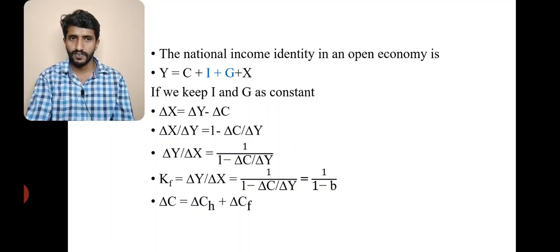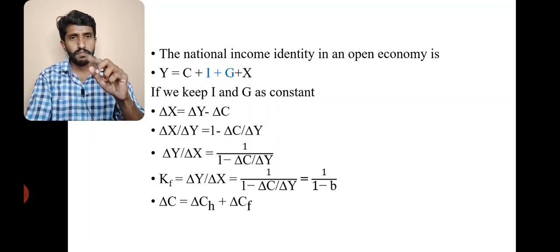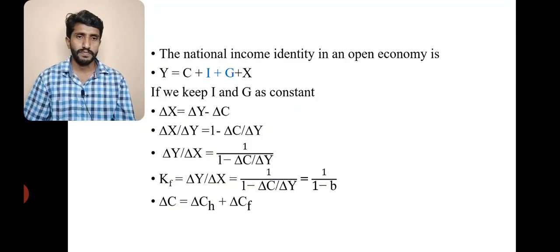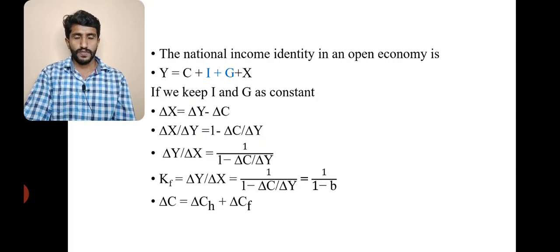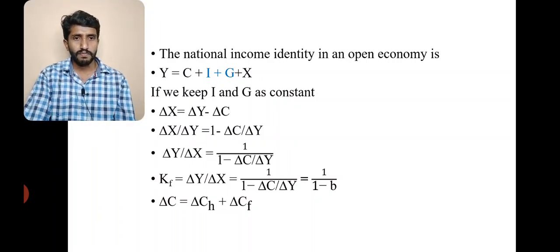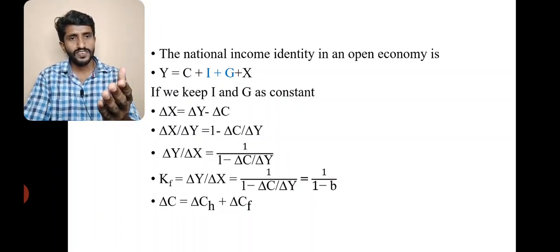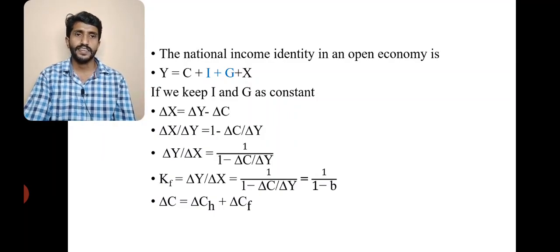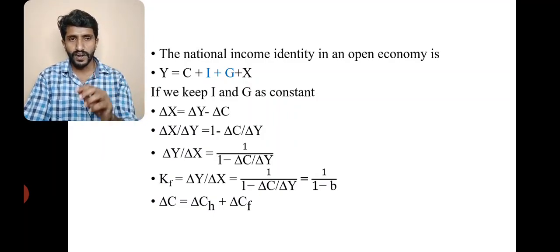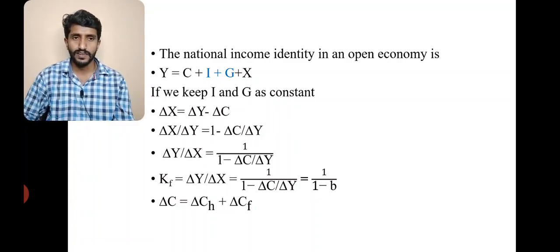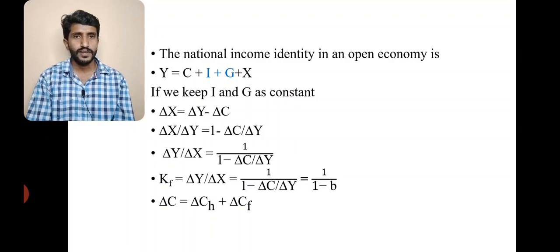What is change in C divided by change in Y? It is MPC, which we normally denote with b. So this is the foreign trade multiplier. Foreign trade multiplier, change in Y divided by change in X, is equal to 1 divided by 1 minus change in C divided by change in Y. Nothing but the investment multiplier, right? 1 divided by 1 minus b, that is the investment multiplier only.